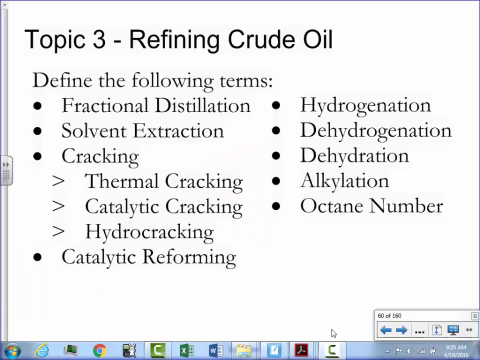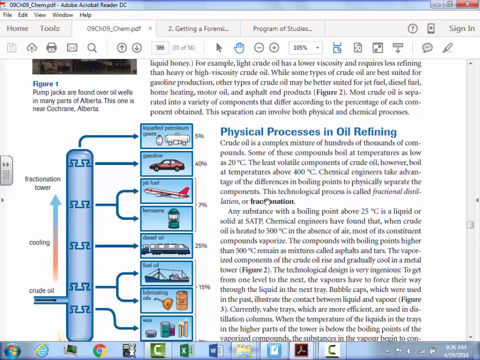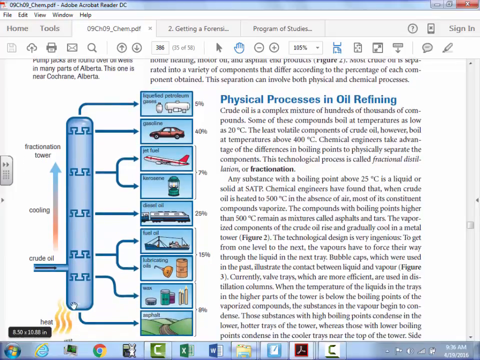So why don't we start with the first one? Fractional distillation. If you're in the textbook, you probably found this page right here where it literally defines fractional distillation. It's right there written for you, right? So what's happening? As you look in the picture here, basically you're heating some crude oil. And as you heat the crude oil, based on the boiling point of the particular mixtures involved, the heavier stuff settles towards the bottom. That's your asphalt, your wax, your lubricating oils. The lighter stuff, the gasoline, the liquefied petroleum, rises to the top. And basically it separates them based on boiling. Does that make sense?